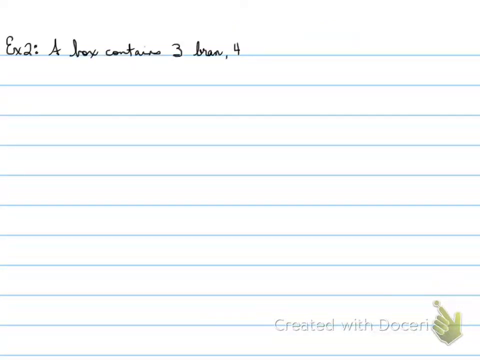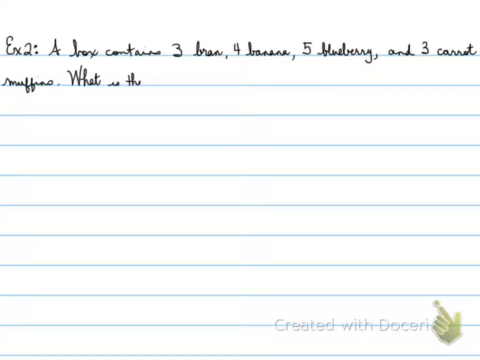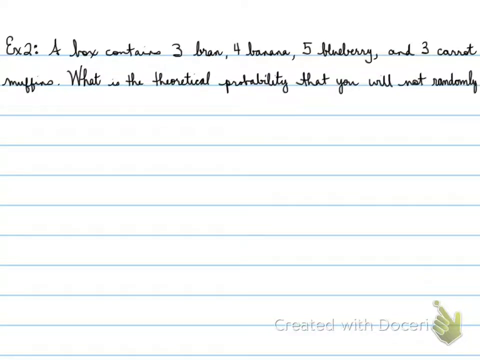Example number 2. A box contains 3 bran, 4 banana, 5 blueberry, and 3 carrot muffins. What is the theoretical probability that you will not randomly choose a blueberry muffin?